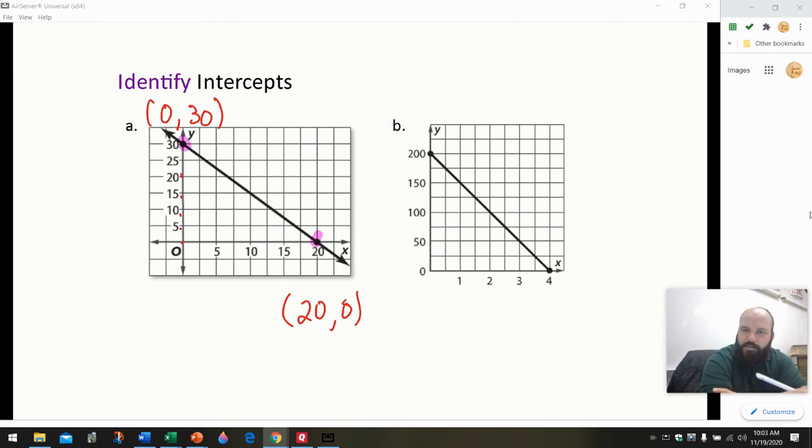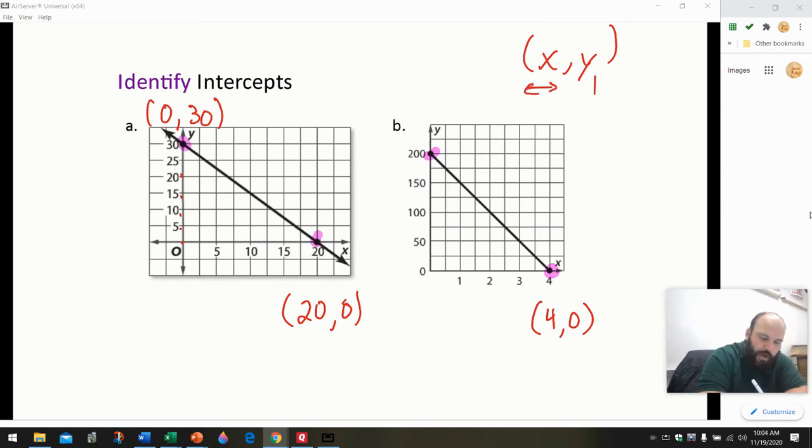Now, for the next one, part B, it's going to be the same. You can see right here is the x-intercept, right there is the y-intercept. And so the x-intercept, we just went to the right 4. We did not go up or down. So it is 4, 0. And for the y-intercept, we went up to 200, but we did not go left or right. Now, don't forget, ordered pairs are always x and then y. So x is right and left. The y's are up and down. So remember, it's opposite of slope. So for the ordered pair for the y-intercept, it's going to be 0, 200.